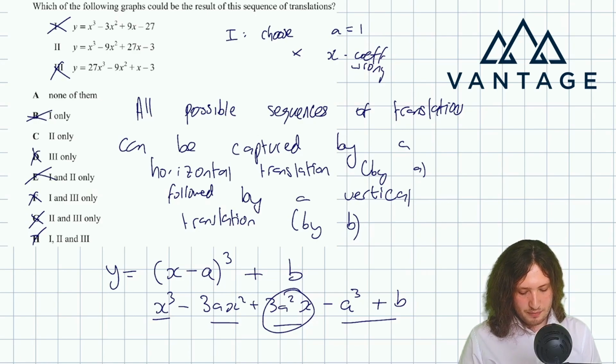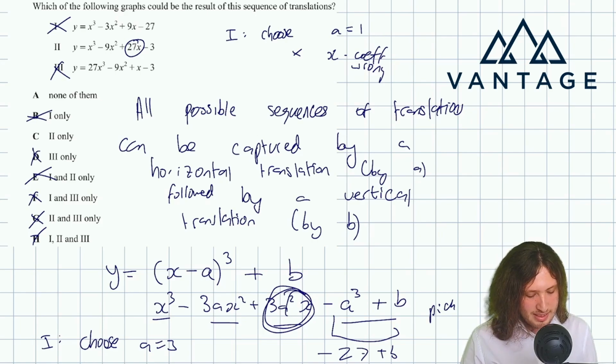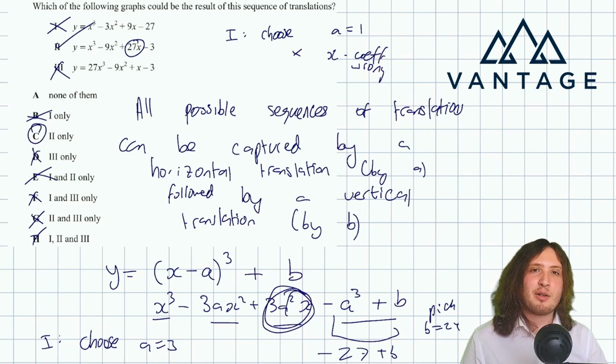And then what about for 2? For 2, we want minus 9x squared, so we'd better choose A as 3. What happens if we choose A as 3? The x coefficient is then 3 times 3 squared, which is 27. That's what we want. And over here, I've got minus 27 plus B. Because I want minus 3, as long as I pick B to be 24, that clearly does work. So just by going through coefficient by coefficient, we see that it is possible to choose A and B to build option 2. So only 2 was possible, and the correct answer is C.